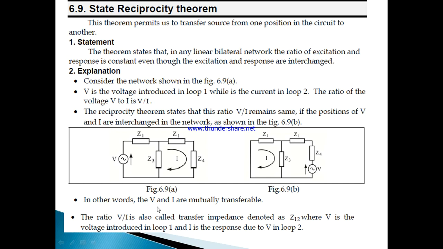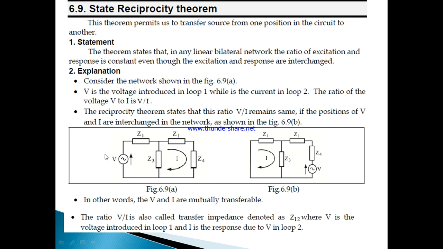Here, in other words, V and I are mutually transferable, and the ratio V by I is also called the transfer impedance, denoted as Z12, where V is the voltage introduced in loop 1 and I is the response due to V in loop 2.